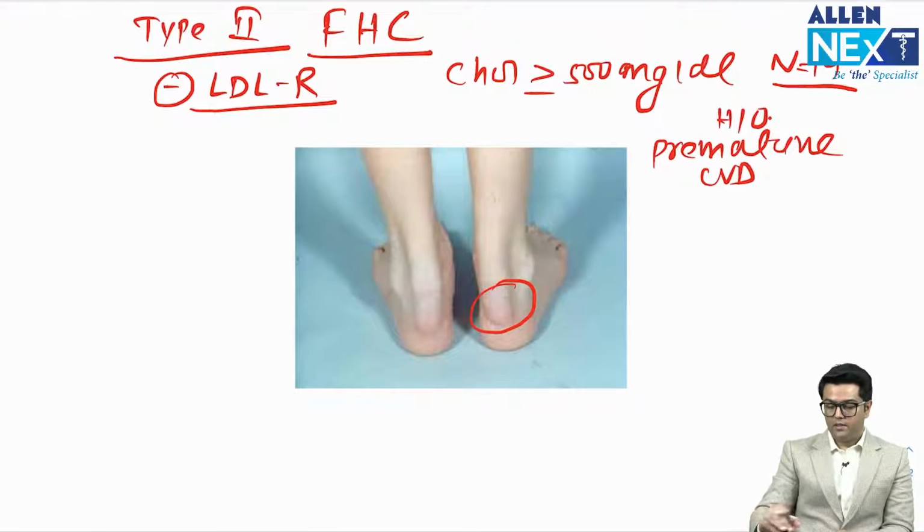Is it clear? So that is the history of premature cardiovascular disease. So that is type 2. What are the other causes of type 2 that you will find?